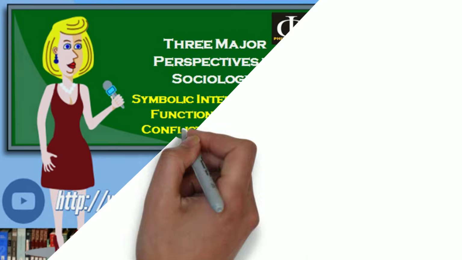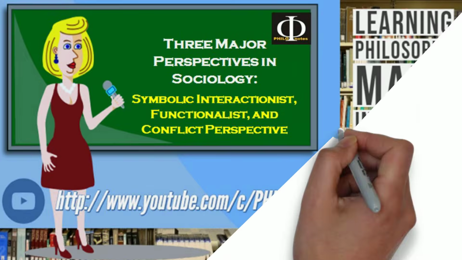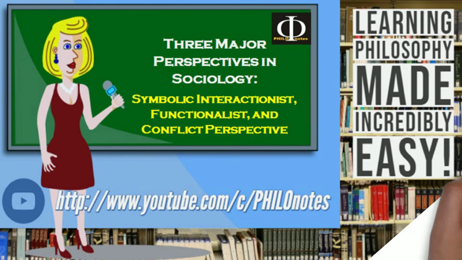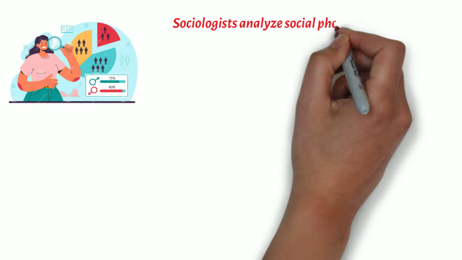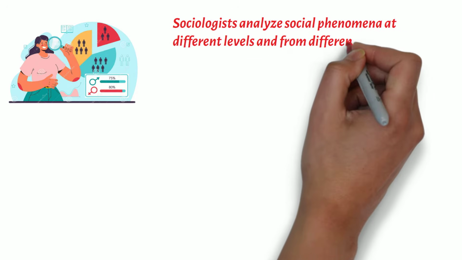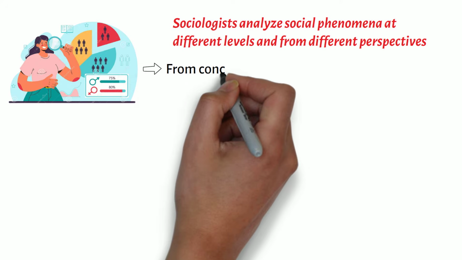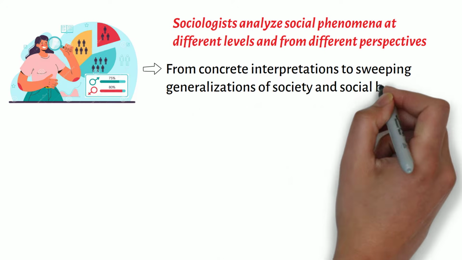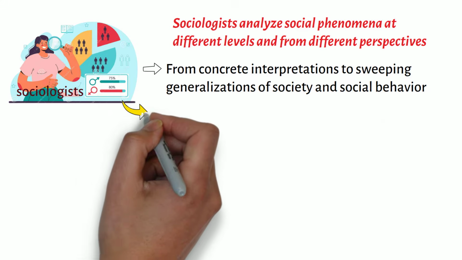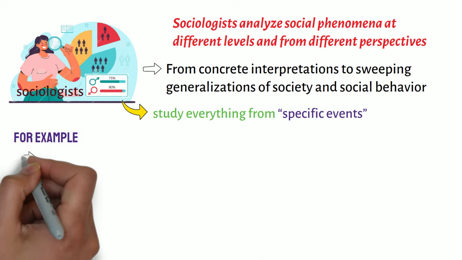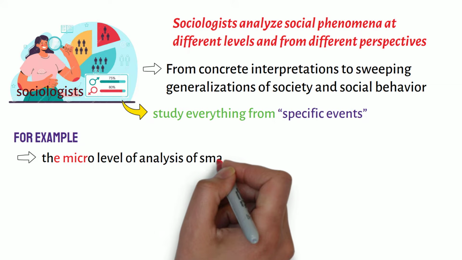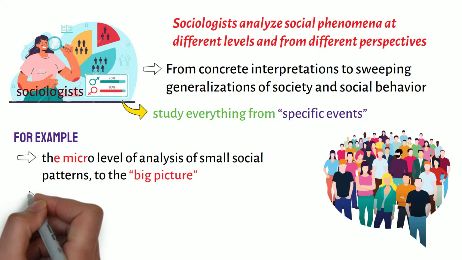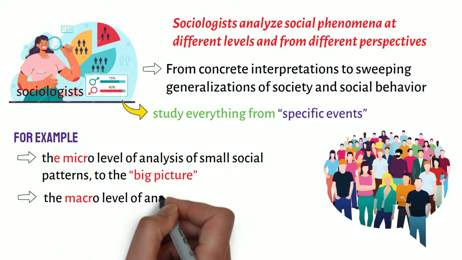Three major perspectives in sociology: symbolic interactionist, functionalist, and conflict perspective. Sociologists analyze social phenomena at different levels and from different perspectives. From concrete interpretations to sweeping generalizations of society and social behavior, sociologists study everything from specific events, for example, the micro level of analysis of small social patterns, to the big picture, for example, the macro level of analysis of large social patterns.